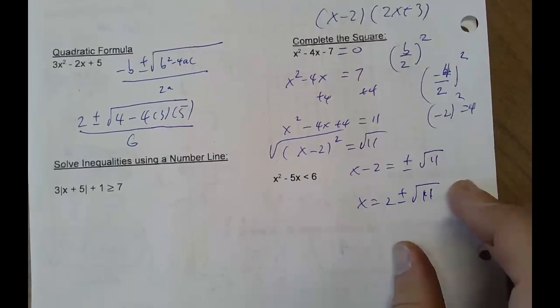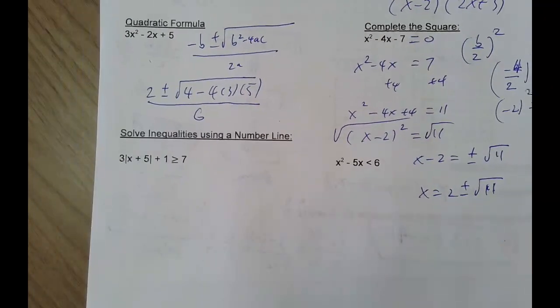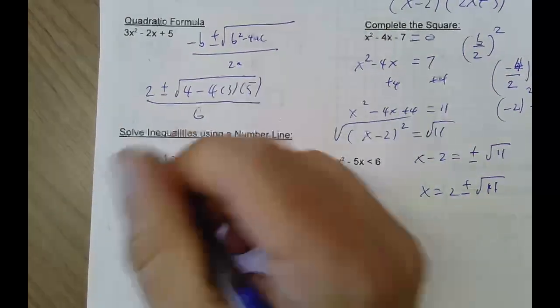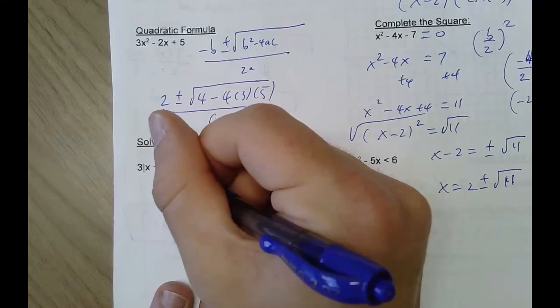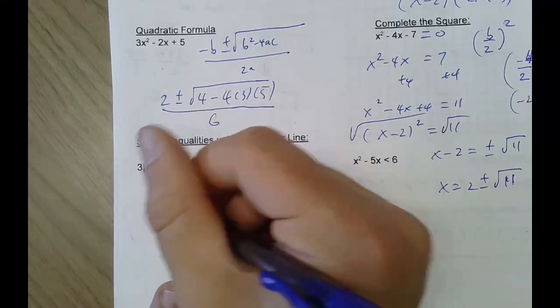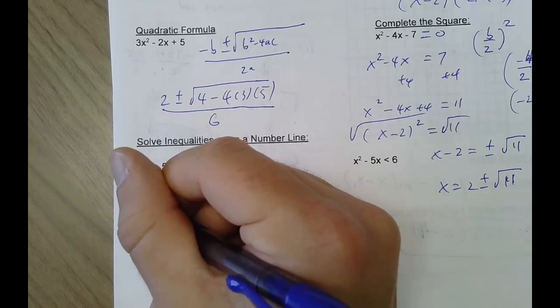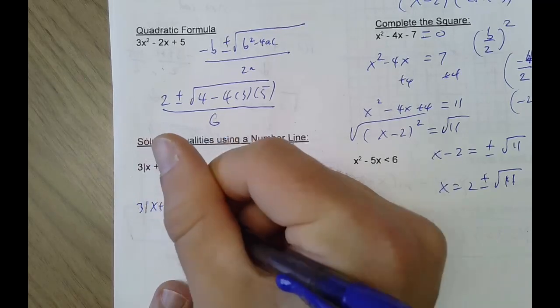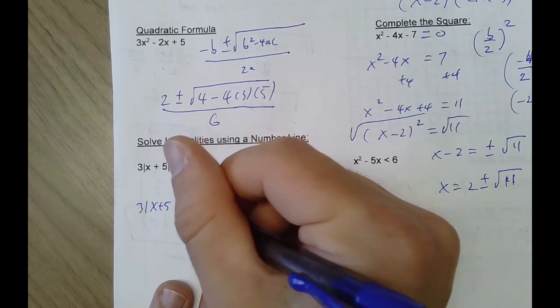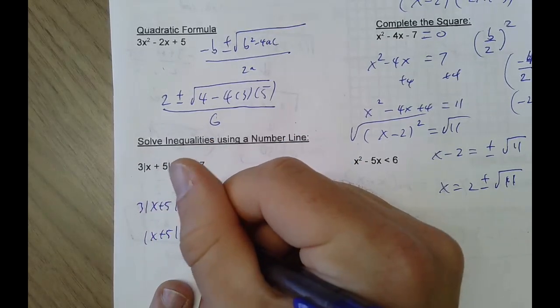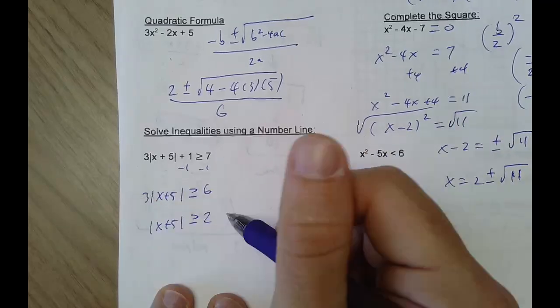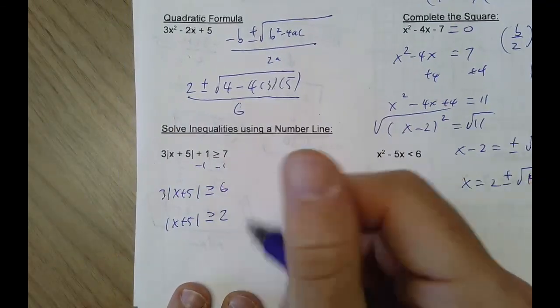Solving inequalities using a number line. Okay. So this is Algebra 1 review. You first get the absolute value alone: minus 1, and then divide by 3, so you'd have 3 absolute value of x plus 5 is greater than or equal to 6, so absolute value of x plus 5 is greater than or equal to 2. This is greater than, so it's going to be an "or".